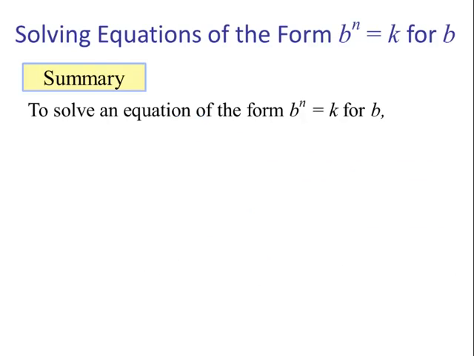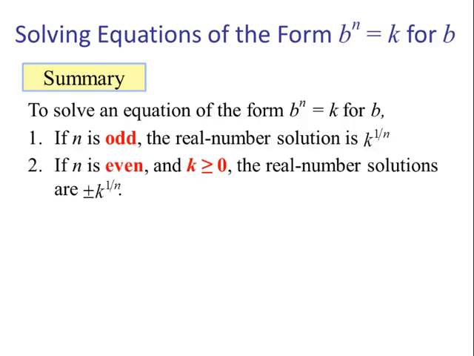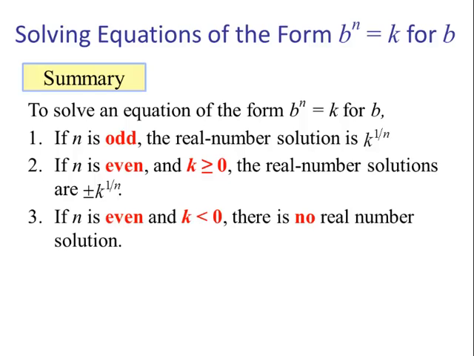Summary: to solve an equation of the form b raised to the n power equals k for some b, number 1, if n is odd, the real number solution is k raised to the 1/nth power. Number 2, if n is even and k is greater than or equal to 0, the real number solutions are plus or minus k to the 1/n power. Number 3, if n is even and k is less than 0, that means a negative number, there is no real solution.